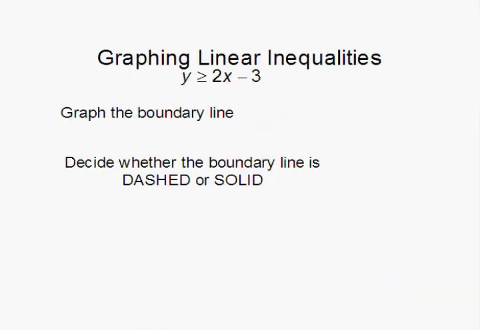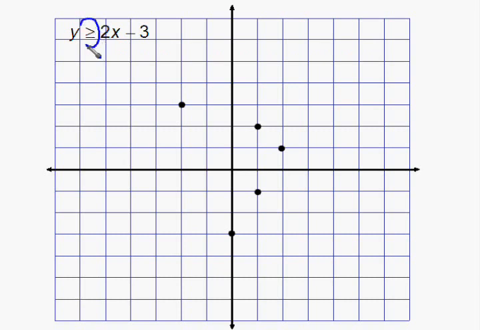And what's going to determine that is the inequality. When you have an equals, it's saying that points on the line itself satisfy the inequality. So to show that you want to include points on the boundary line, you're going to make it a solid line. So it's going to be solid whenever it's greater than or equal to or less than or equal to. Now when it's just strictly greater than or strictly less than, when you don't have the equals, then that means points on the line are not going to satisfy the inequality. So to show that you don't want to use the line, you make it a dashed line. So because we have the equals, we're going to make our line solid.